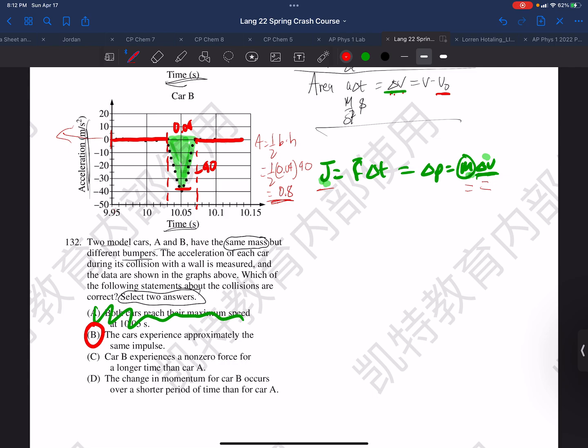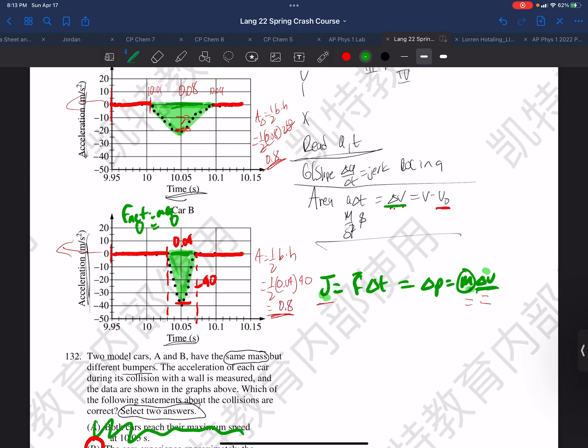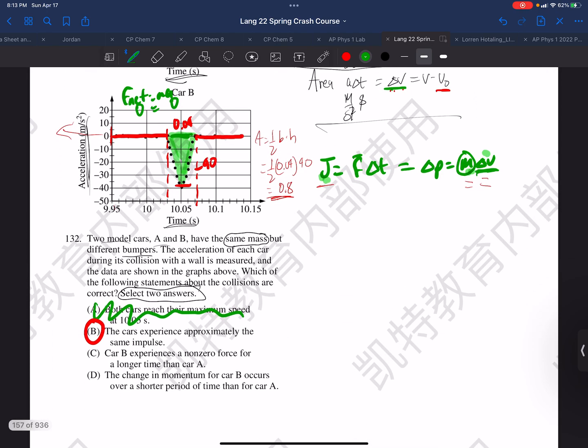Car B experiences a non-zero force for a longer time than car A. Well, what we know is that F net equals ma. So a zero force means that the acceleration is 0. Acceleration is 0 during the red, so non-zero means the other green. So it's saying B has a non-zero force for a longer period of time than car A. And that is false. It has a shorter. So that is out.